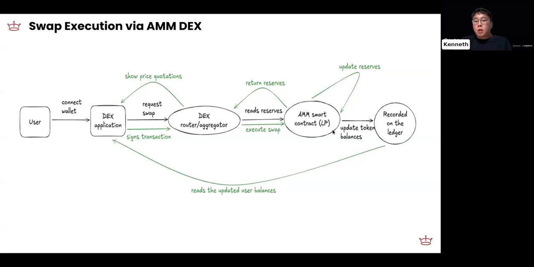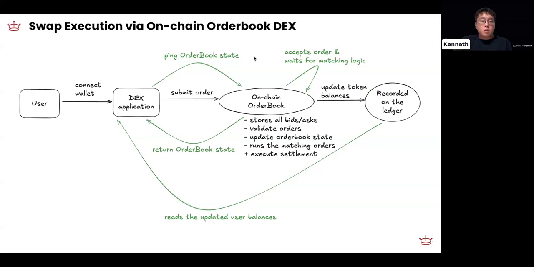Then you execute the swap transaction, and everything is shown on chain, like what price you are going to receive and what the target output is. When the swap is finally transacted, reserves are updated on the LP smart contract, and token balances are also updated on the ledger. The user reads the updated balances and receives the swapped tokens. Essentially, this is the general swap flow for an AMM DEX.